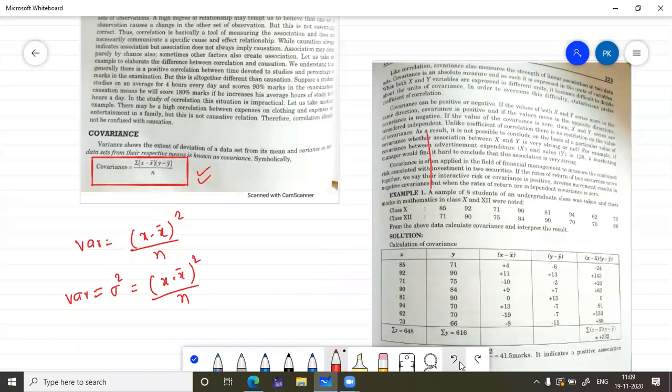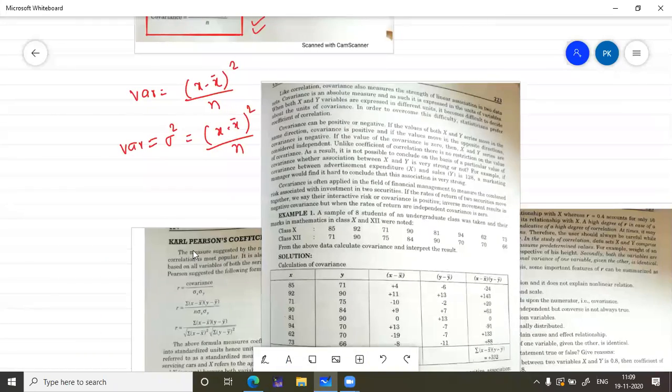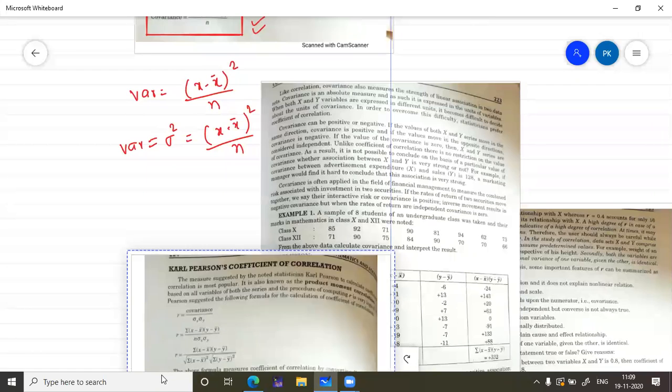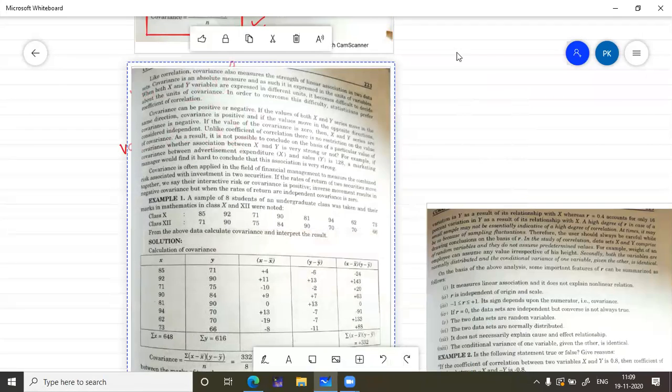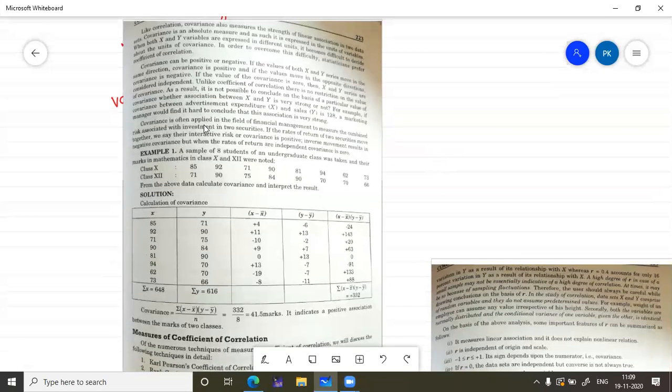So look at the problem here. The question is: a sample of 8 students of an undergraduate class was taken, and the marks in mathematics in class 10th and 12th were noted. So this is the sample of 8 students and their marks in mathematics in class 10th and class 12th. Calculate the covariance from the above data and interpret the results.